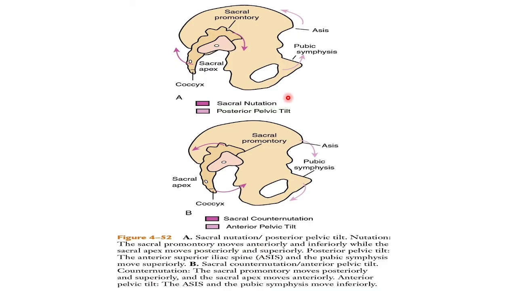So this is the summary of your hip flexion as well as your hip extension. During hip flexion, there will be sacral nutation and posterior pelvic tilt, and during hip extension, there will be sacral counter nutation as well as anterior pelvic tilt.